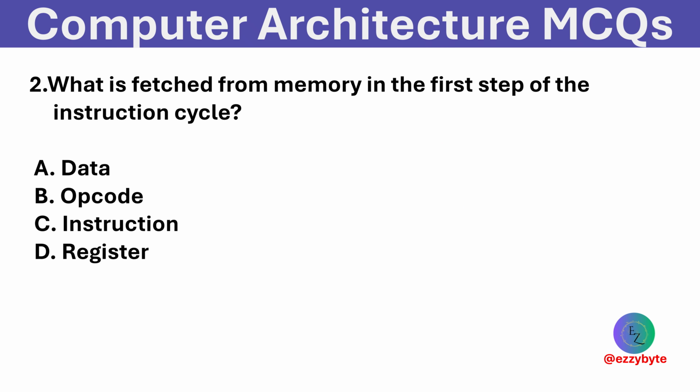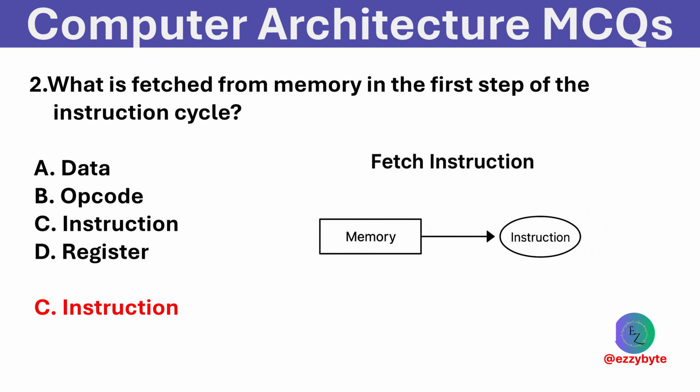What is fetched from memory in the first step of instruction cycle? Options are data, opcode, instruction, and register. Option C is correct. The entire instruction, including opcode and operands, is fetched from memory.